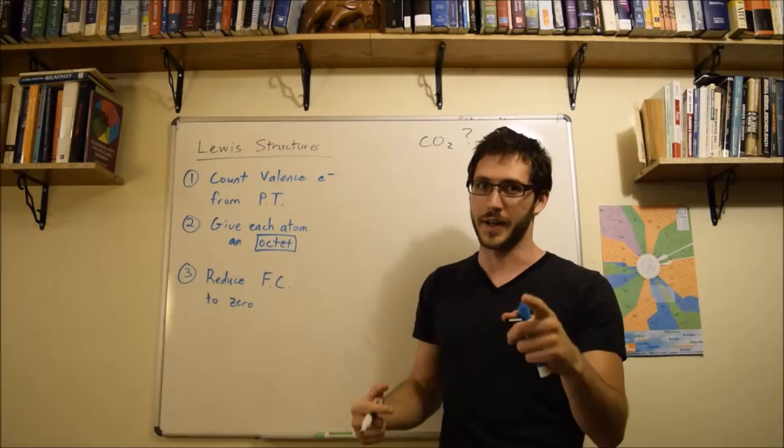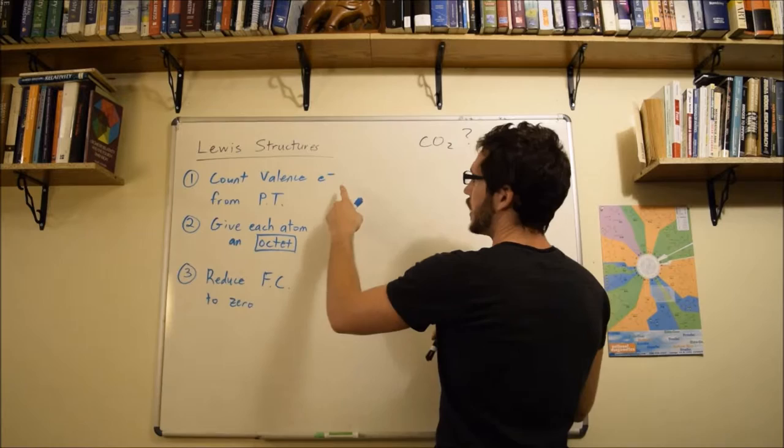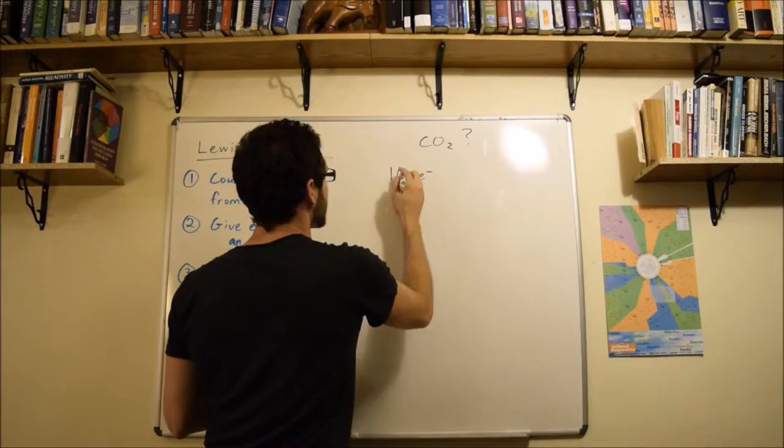Step one, valence electrons from the periodic table. Carbon is 4. Each oxygen is 6. 6, 12 plus 4, 16. That's crazy. Step two, give each atom an octet.